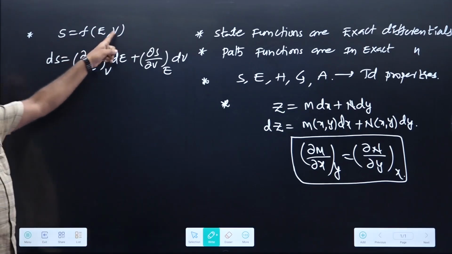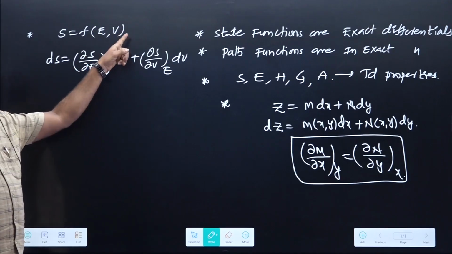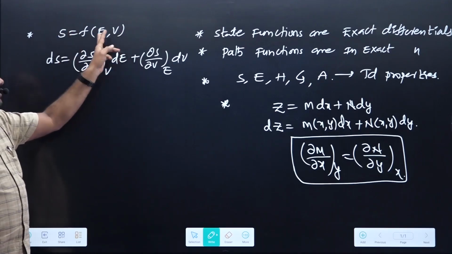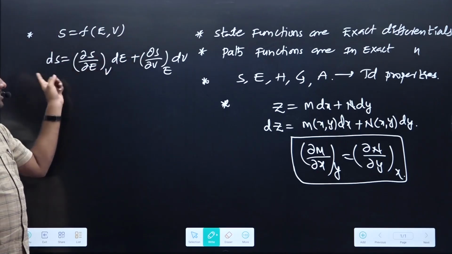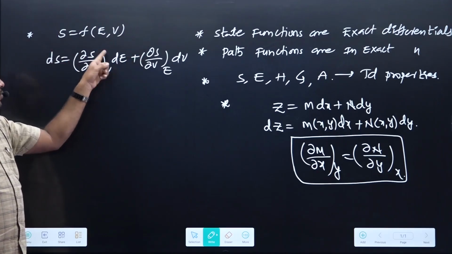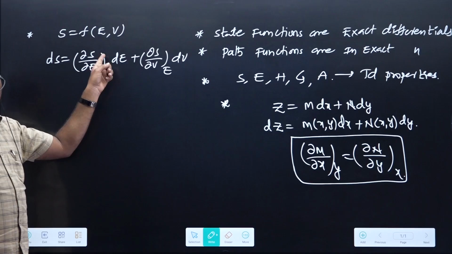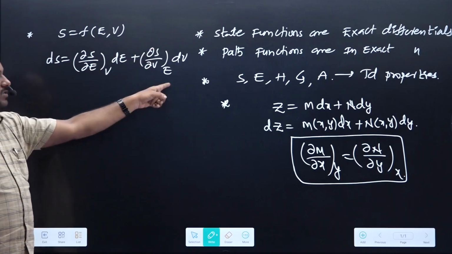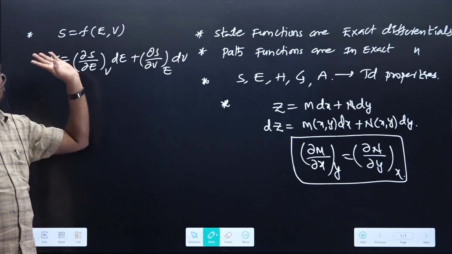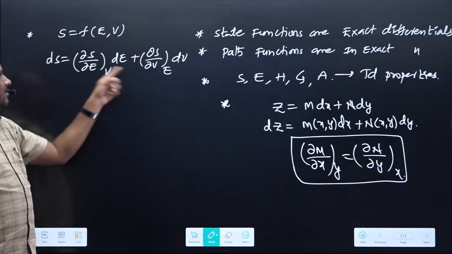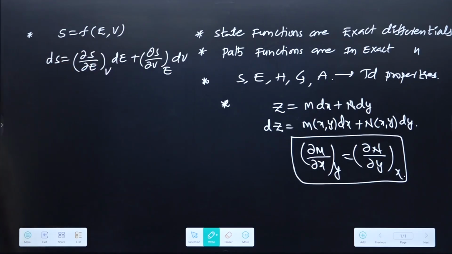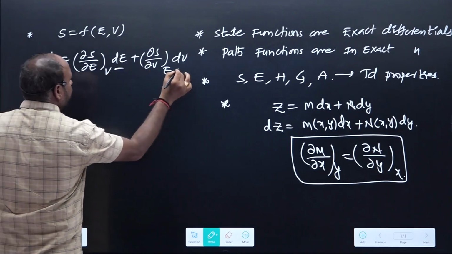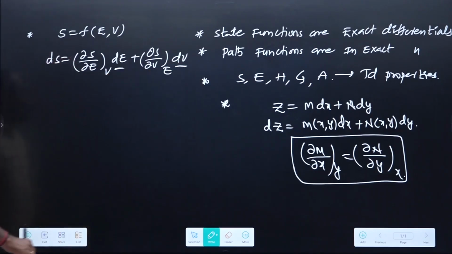So whenever there is a function of u and v, say z is a function of x comma y, therefore dz is equal to, we wrote that, ∂z/∂x at constant y into dx plus ∂z/∂y at constant x into dy, right? So like that we have to write this, in terms of dE and dV, right?